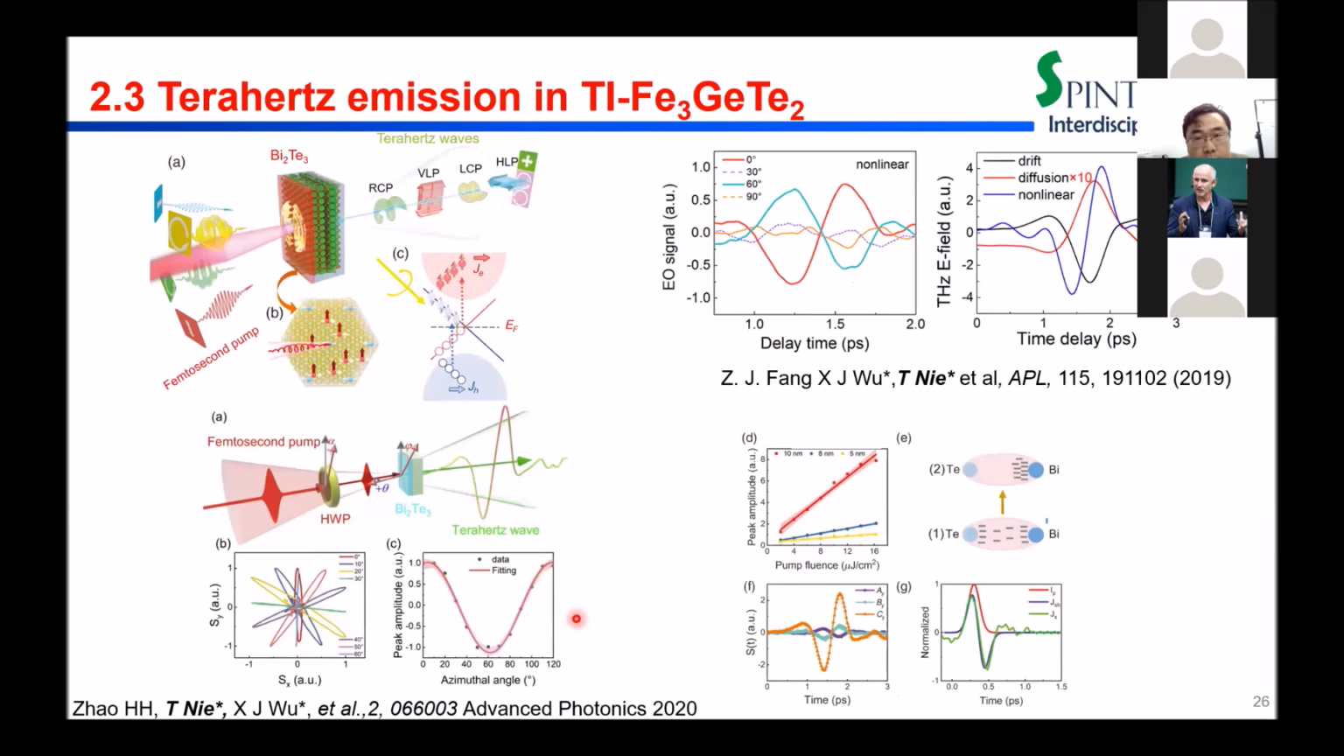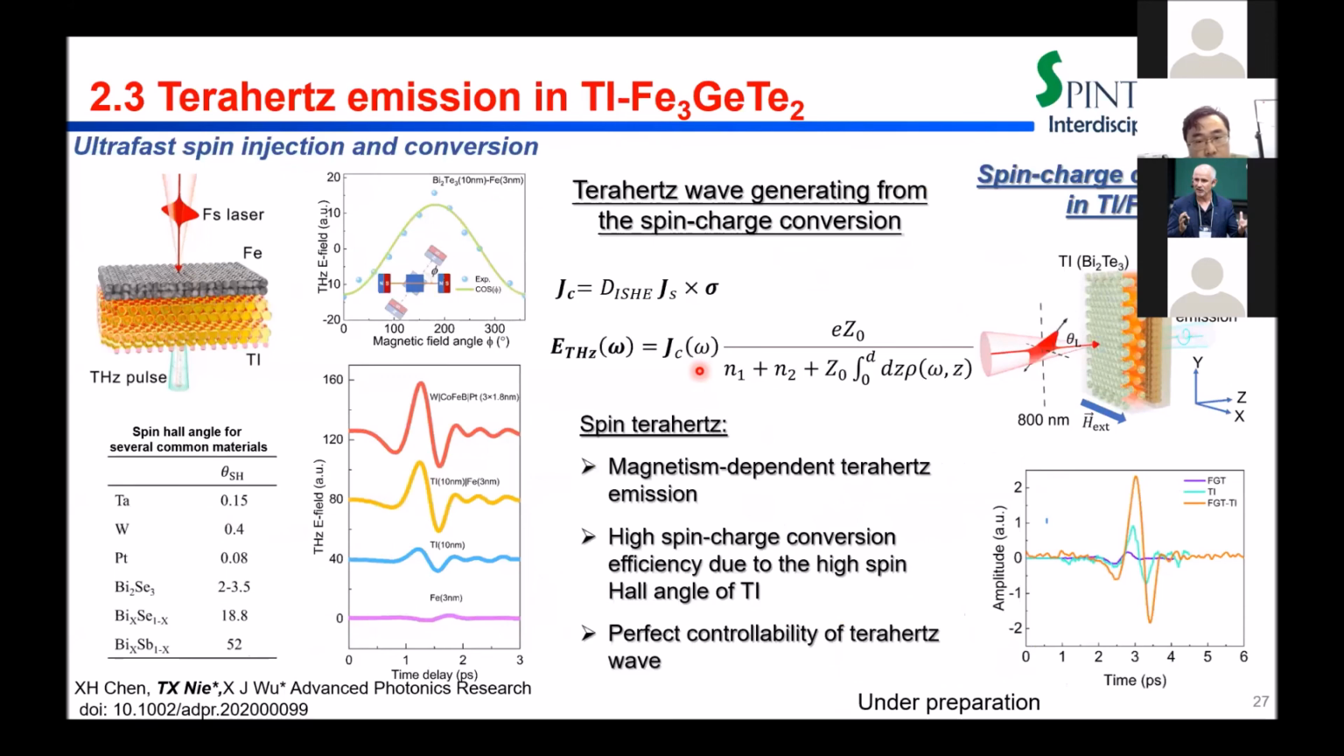Working on the topological insulator and iron germanium telluride, we also check the emission of the topological insulator itself. There are two mechanisms: one is the linear photogalvanic effect, and one is the circular photogalvanic effect in this structure. After removing this kind of structure, by this mechanism we can get the terahertz emission from the heterostructure.